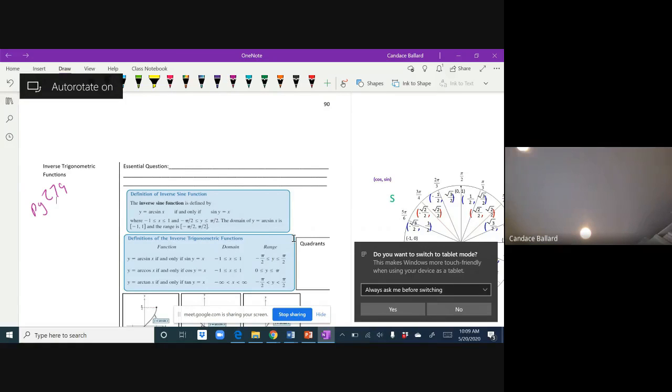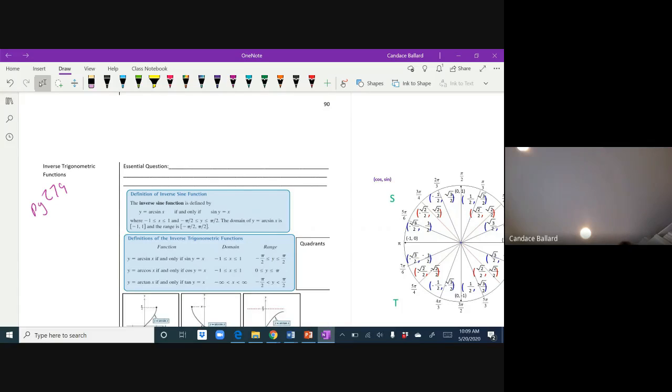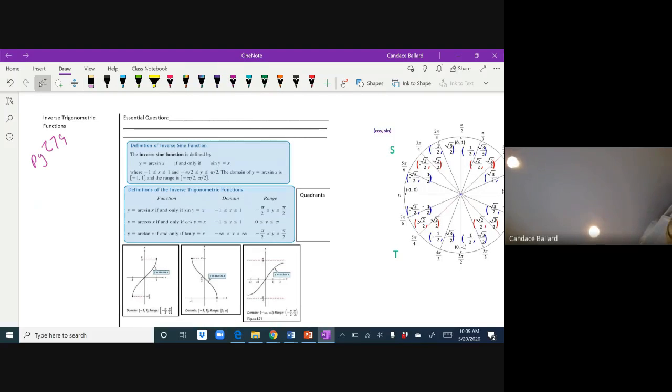So our official essential question for the day, I'm going to hit hide there, is, we'll go green. How do you evaluate the inverses of trigonometric functions? I'm not spelling that right. Trigonometric. I'm still not sure that's spelled right. Functions. I'll give you a minute to write.